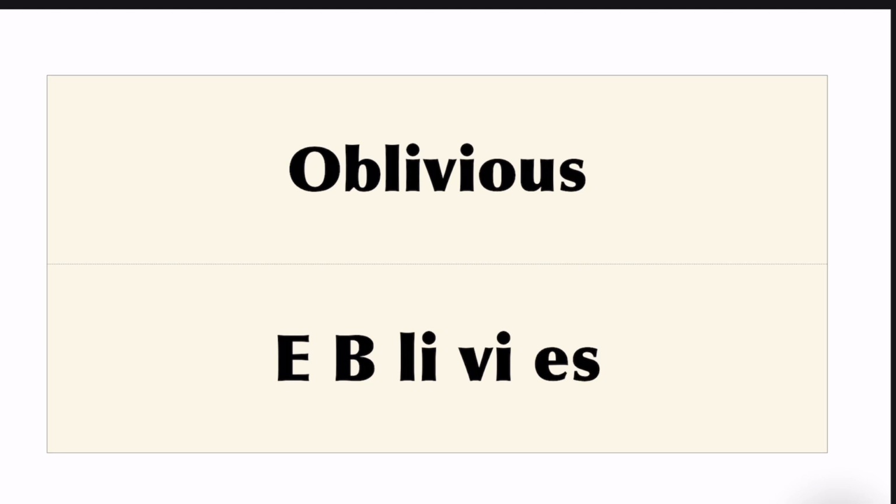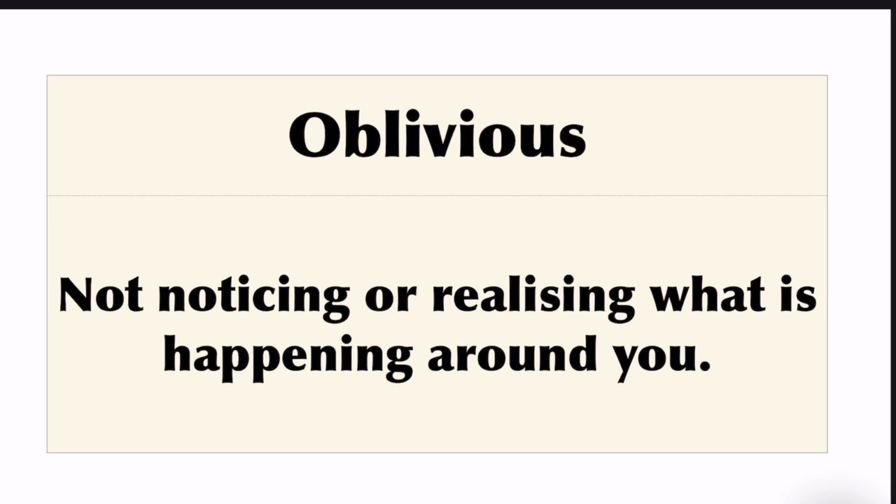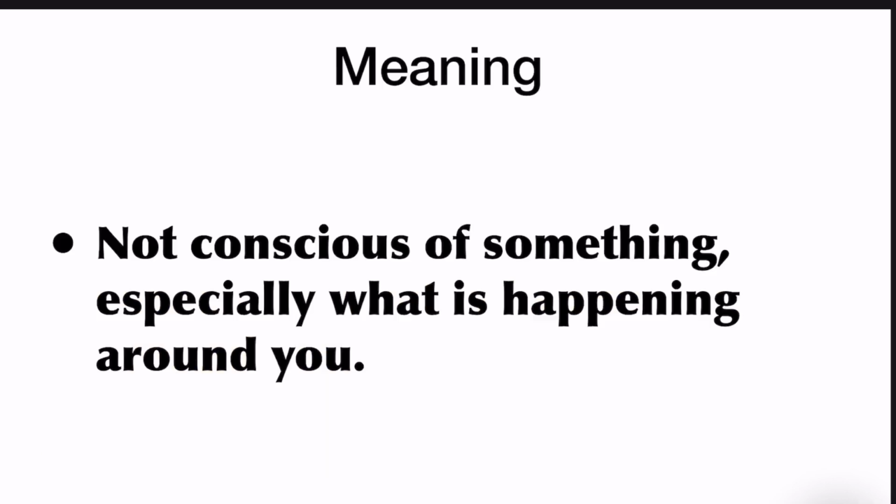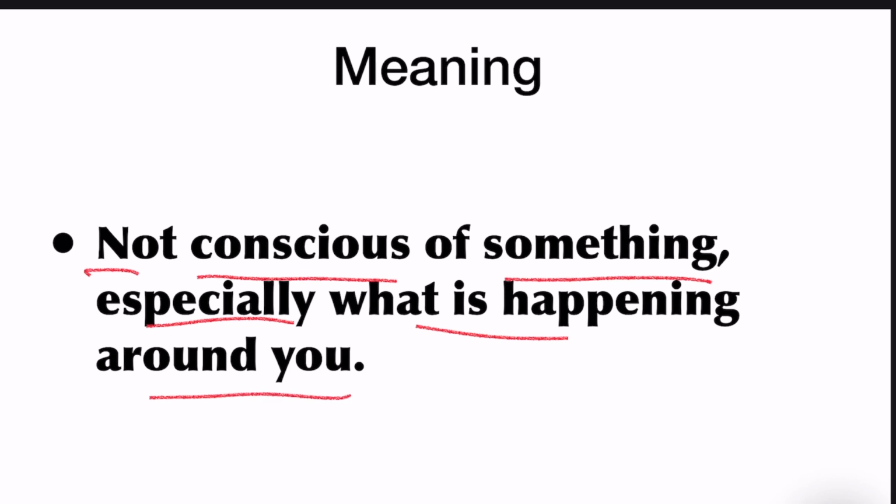The pronunciation for this word is oblivious. Look at the meaning for the word oblivious. Oblivious means not noticing or realizing what is happening around you. It means not conscious of something, especially what is happening around you. You are not aware of something, you are not aware of things, what is happening around you.